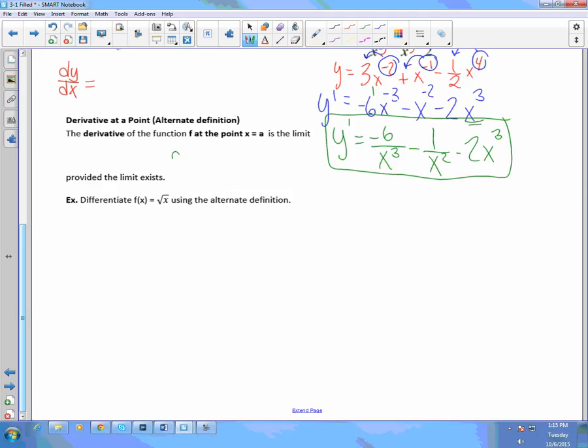f prime of a equals the limit as x approaches a of f of x minus f of a over x minus a. And what if x is approaching a? What if x was a? What would the denominator be? 0. Because then the gap between our 2 points would no longer be a secant line, it would be a tangent line.